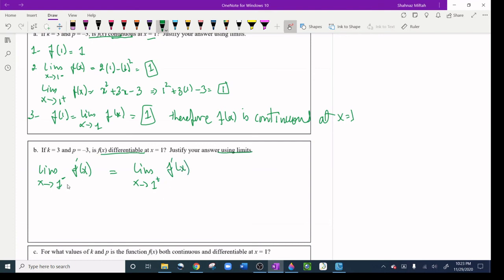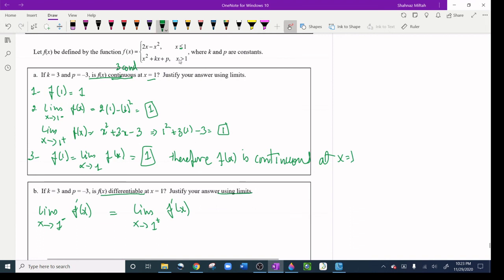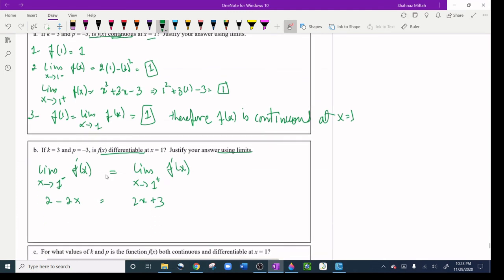So I have to take a derivative of the left first. So let's look at the left one. Left is this one, that's the left. So take a derivative of that. I'm going to get 2 minus 2x. Take a derivative of this one, which is going to give me 2x plus 3. Now we make them equal each other and plug in 1.